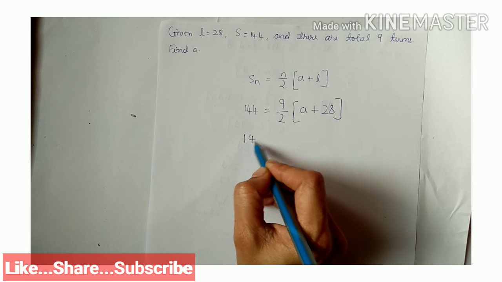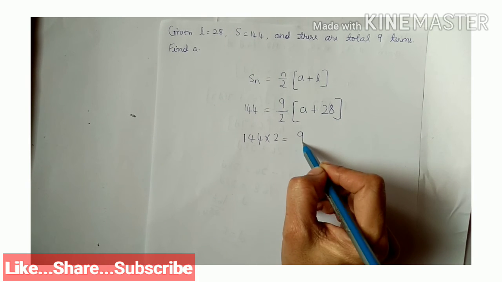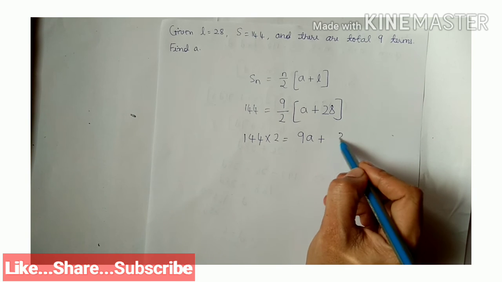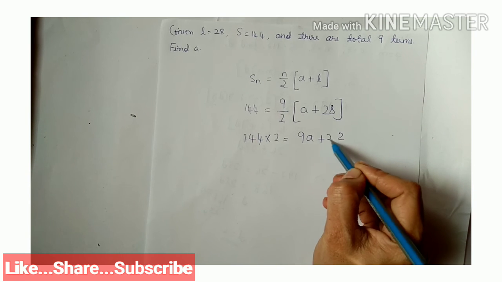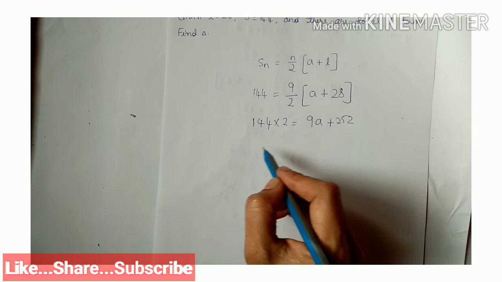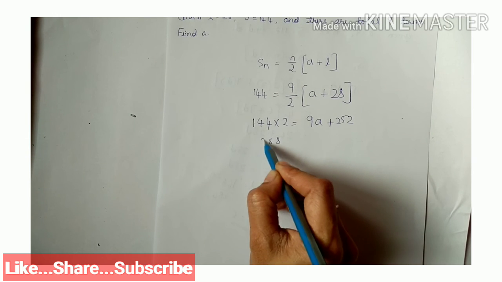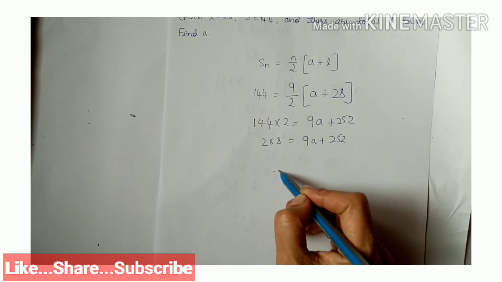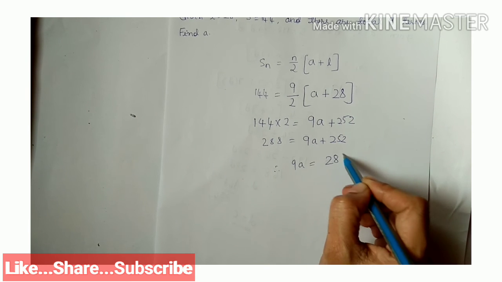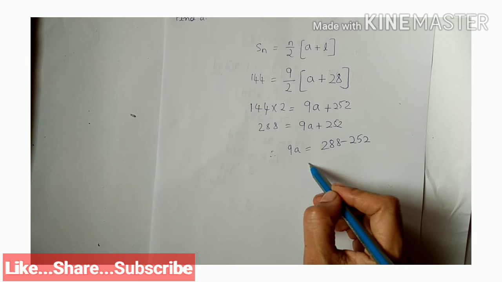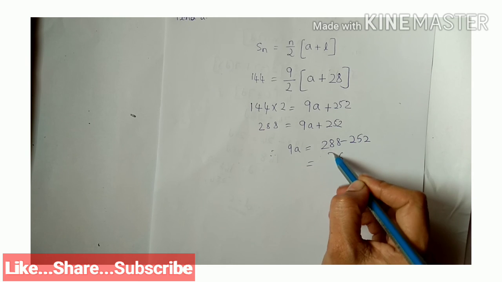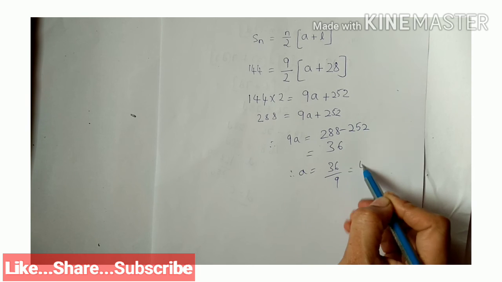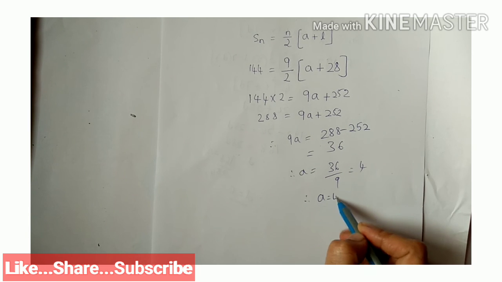Here, 144 into 2 is equal to 9a plus 28 into 9, which is 252. Here 144 into 2 is 288. So 9a plus 252. Therefore, 9a is equal to 288 minus 252, which is 36. Therefore, a is equal to 36 by 9, which is 4. Therefore, first term is 4.